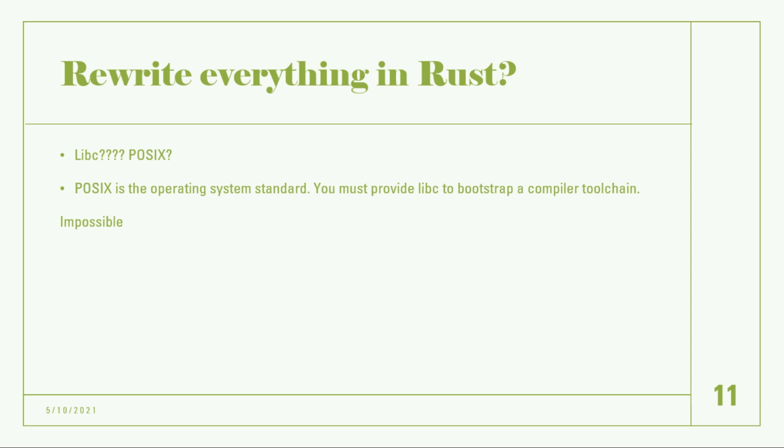Okay, if you watch my talk about it, I will tell you that yes, Windows follows partial POSIX. POSIX is the operating system standard, and you must provide a libc to bootstrap a compiler toolchain. The compiler, including LLVM or GCC, needs a libc, and GCC needs the libc to compile libgcc and libstdc++. Then we get a cross toolchain with it, and we can then build a Canadian cross toolchain. Then we have a new hosted compiler.